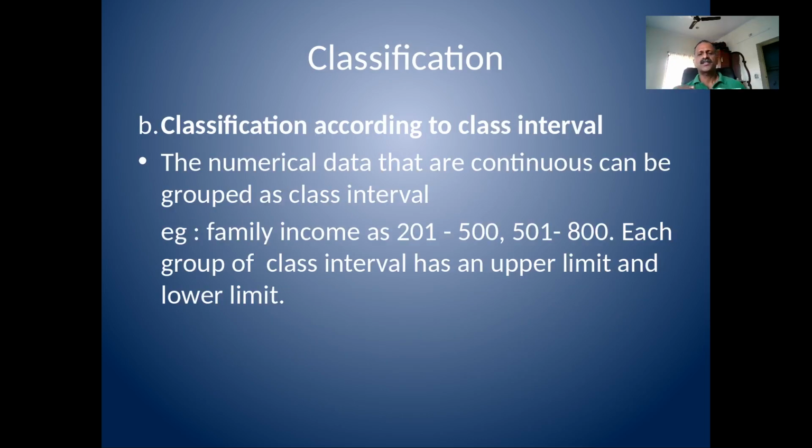Then classification according to class intervals. The numerical data that are continuous can be grouped as class intervals. For example, family income from 201 to 500, 501 to 800, etc. So this is a class interval. Each class interval has an upper limit and a lower limit. For example, 201 is the lower limit and 500 is the upper limit of that particular class interval.